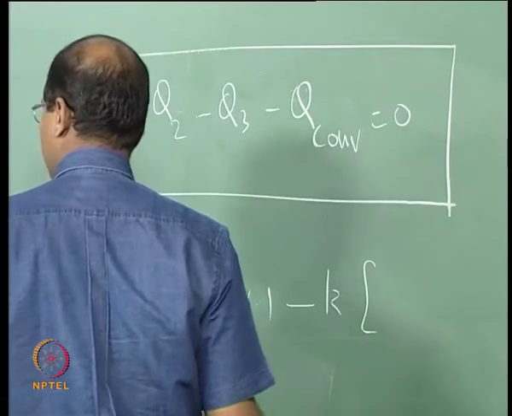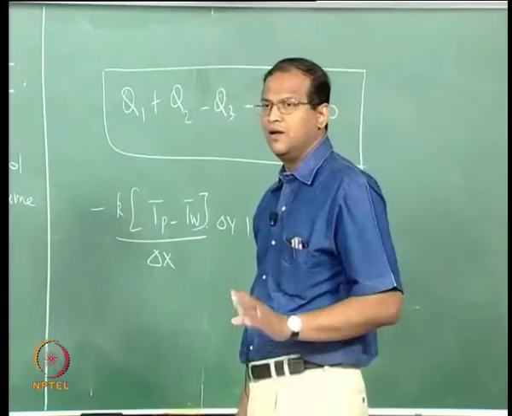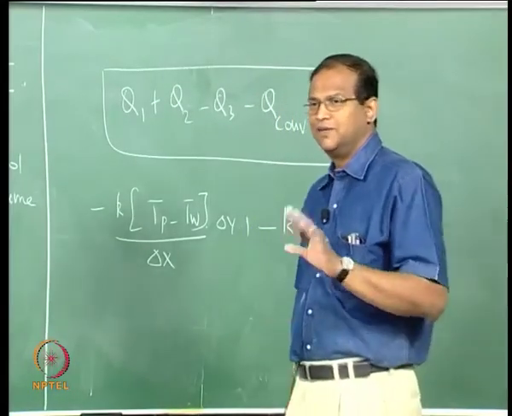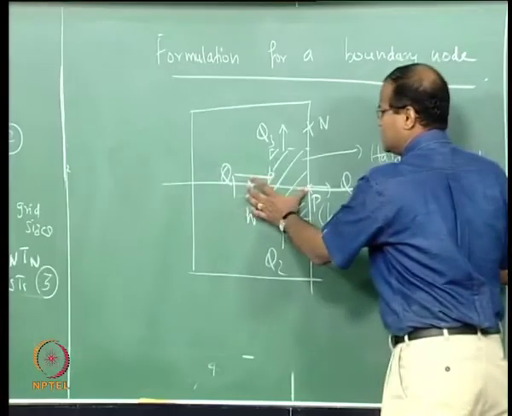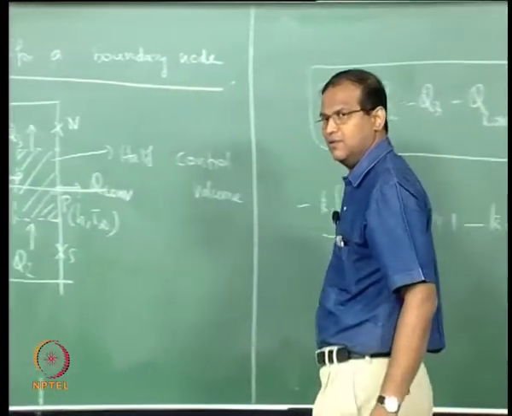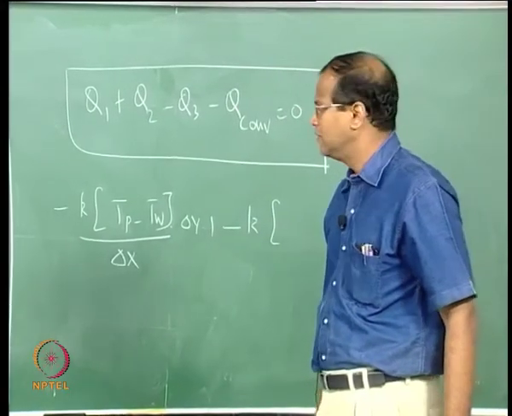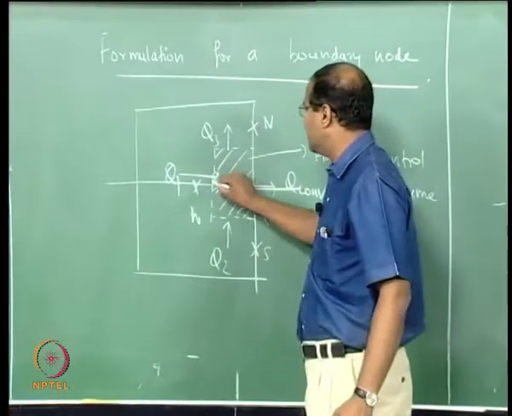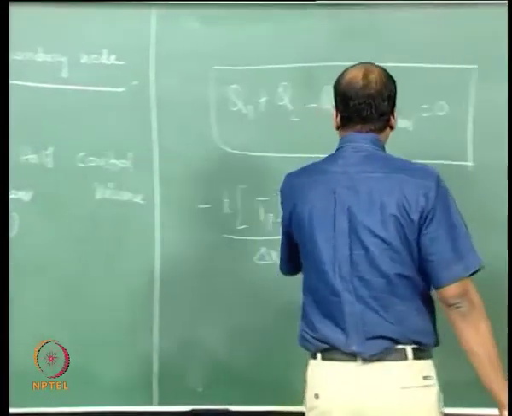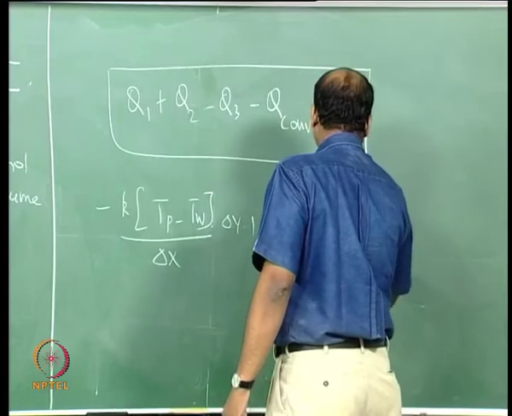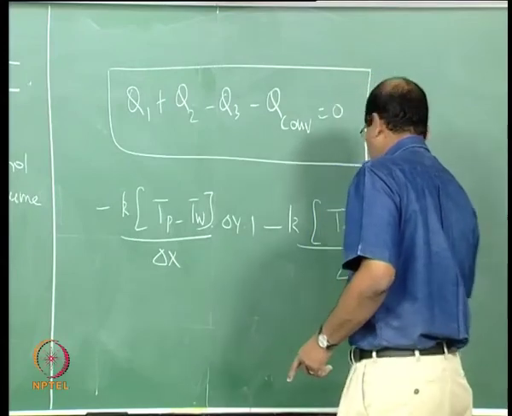Any problem? I am not making any mistake. This flux is based on this distance only, no? There is no problem. I am evaluating the flux here, it is halfway. So it is this minus this divided by the full distance, delta x, no? So the other one is into divided by delta y, multiplied by delta x by 2.